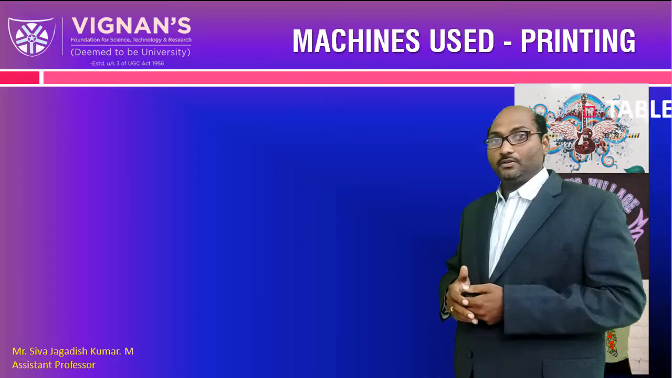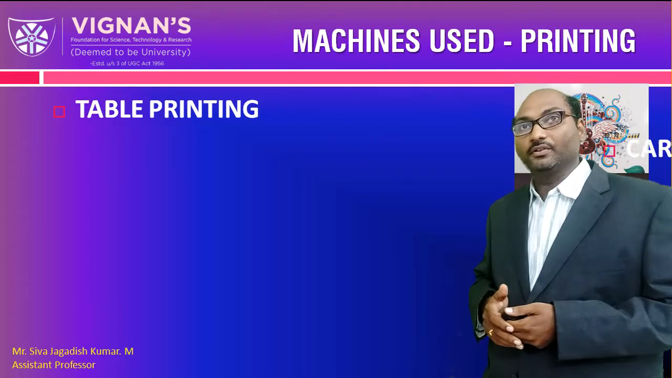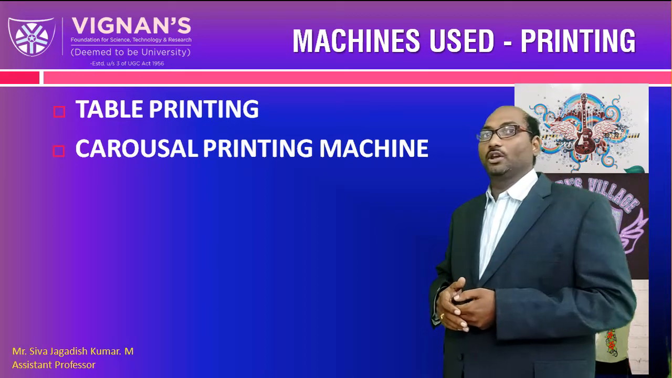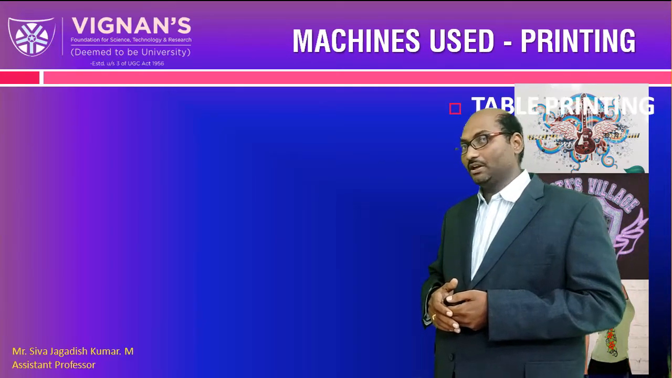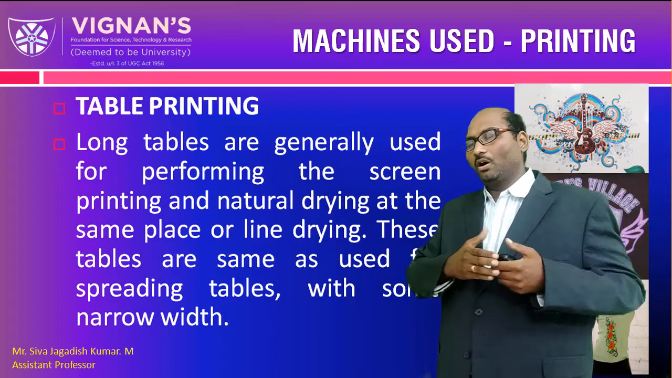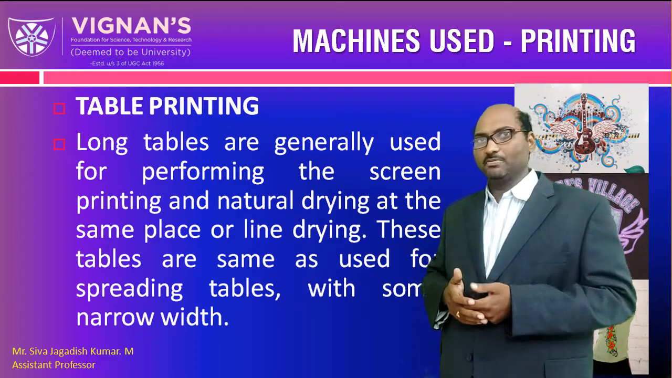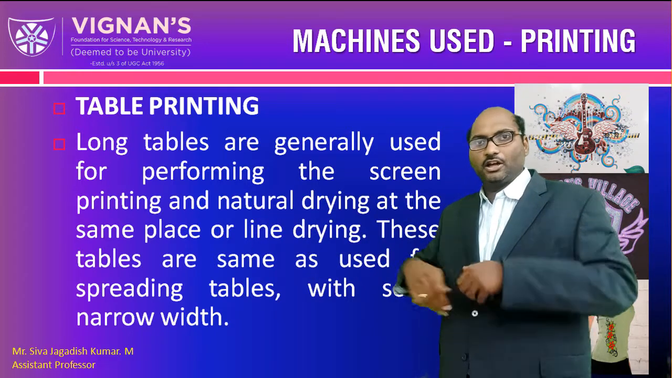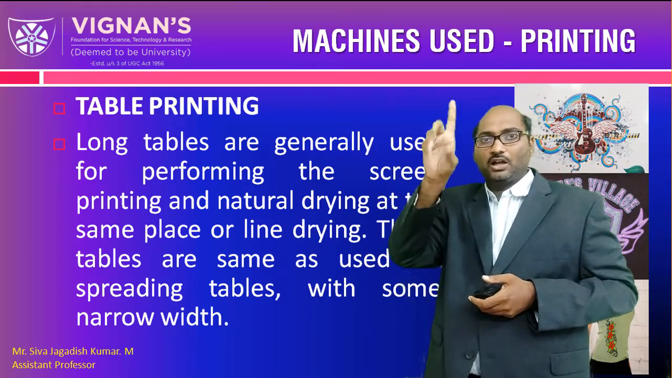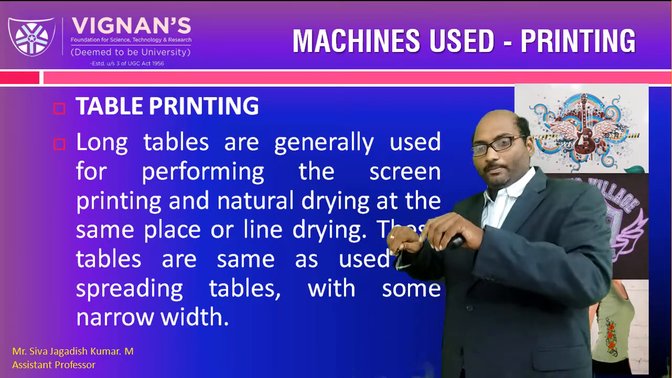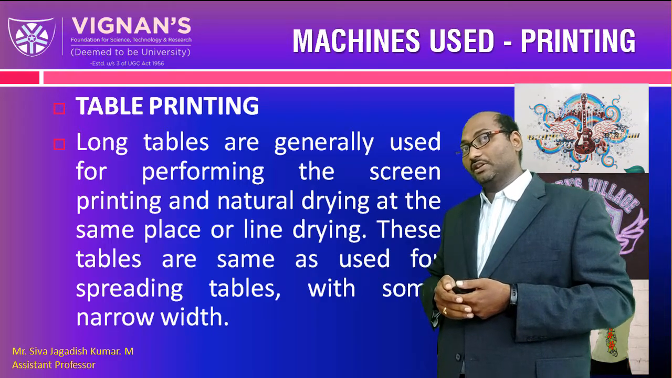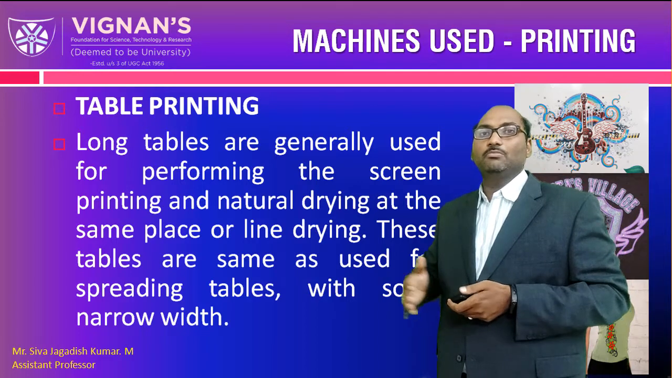Then, the second point which we are going to discuss is the machines used for garment printing. Generally used are the table print and the parasol print. Table print is nothing but very long tables, like the spreading tables. On top of it, the printing will be done, and there will be many lines on top of the table. Once the printing is done, one person will take it and keep it for the line drying.